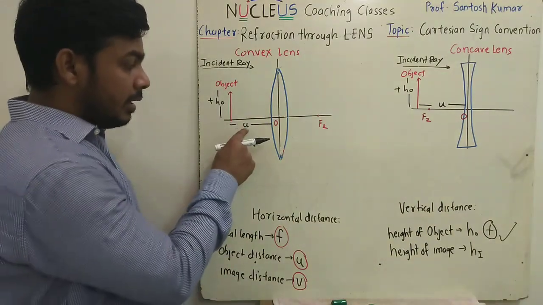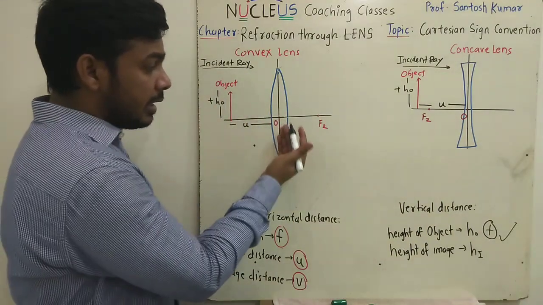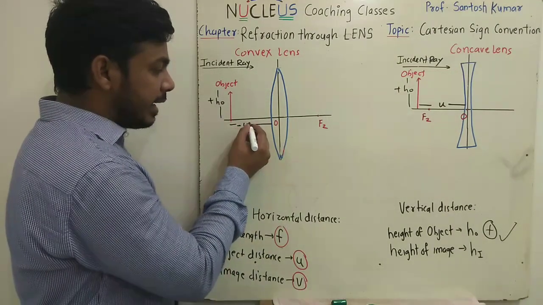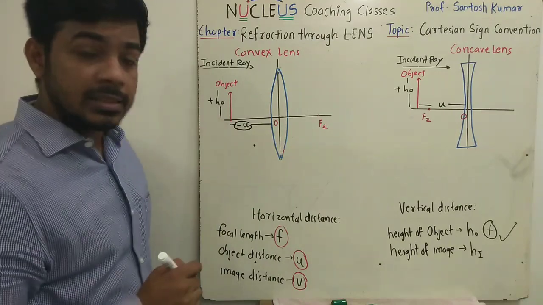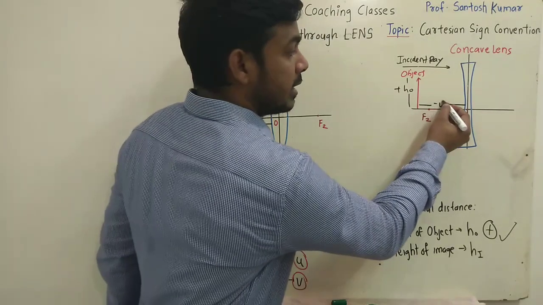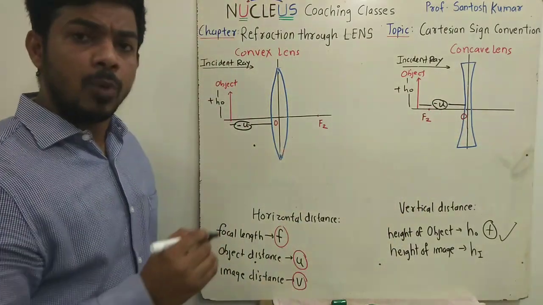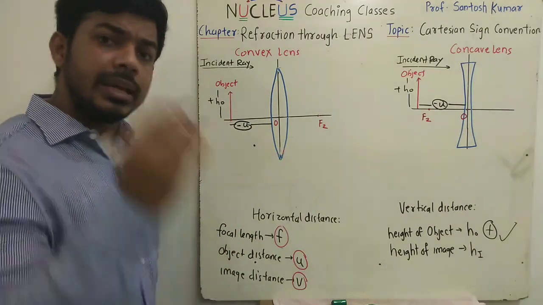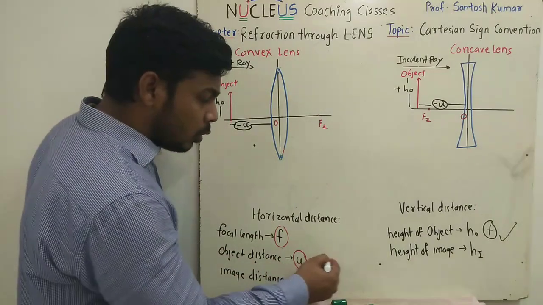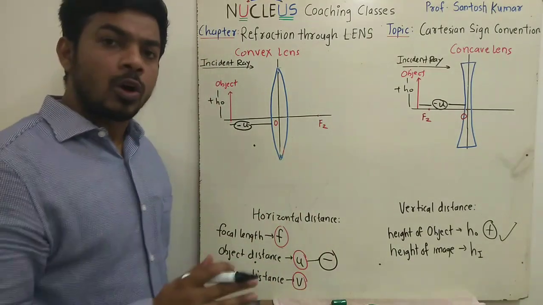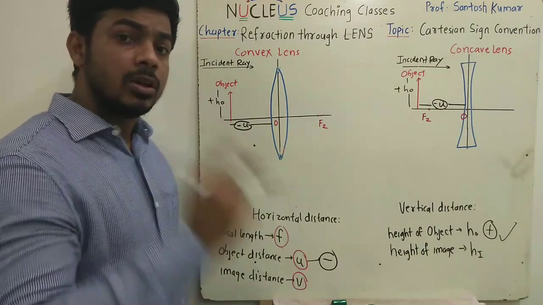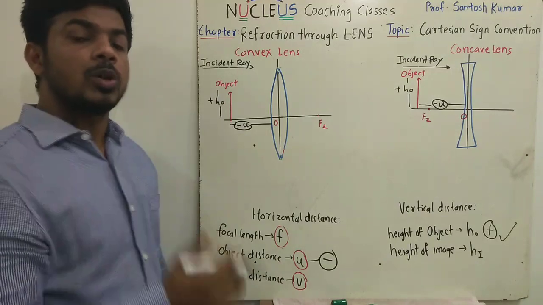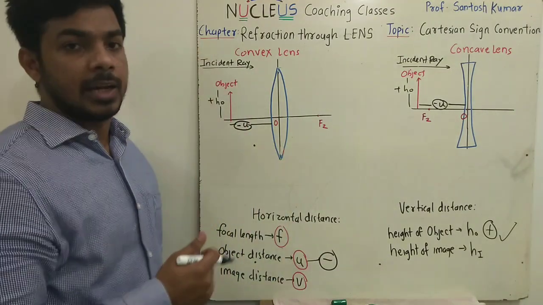Now come on, tell me, does this horizontal distance lie to the left hand side or right hand side? Left hand side, so it will be taken as negative. So object distance is negative. Here also object distance is negative. Very important point. Always remember, object distance is always negative. So u will always be negative. So if I talk about Cartesian sign convention for lens, object distance will always be negative because object is always kept on the left hand side of the lens.